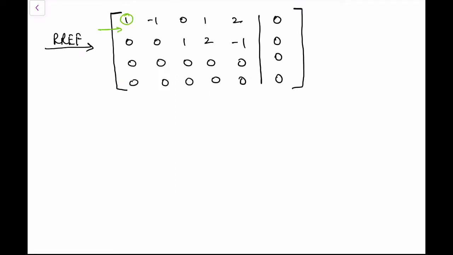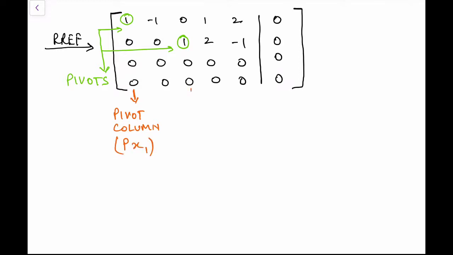Now leading entries for row 1 and 2 are 1. So these are the pivots. And pivot is the only non-zero entry in their respective column. So these are the pivot columns. So we can write px1 for first column. And similarly, third column is also a pivot column. So we can write px3.